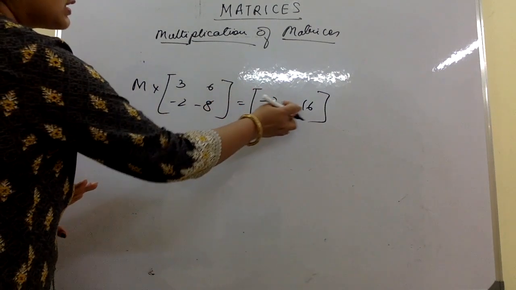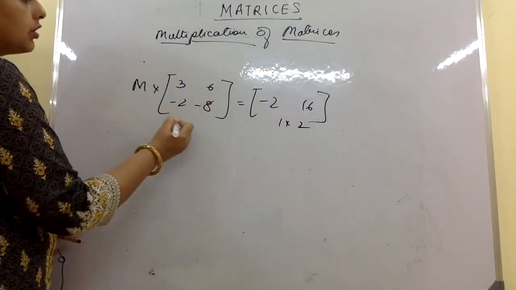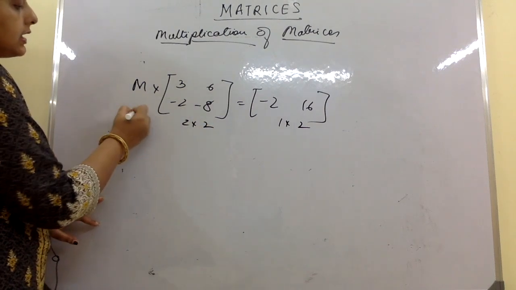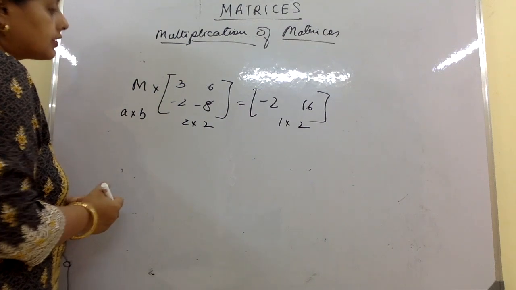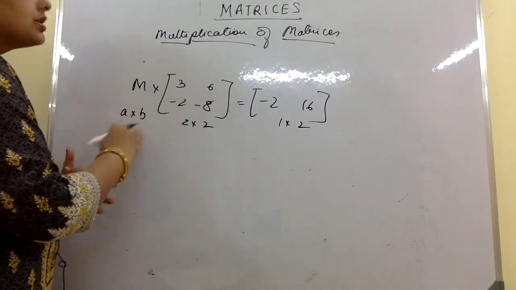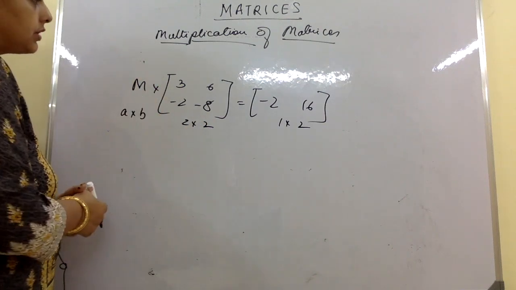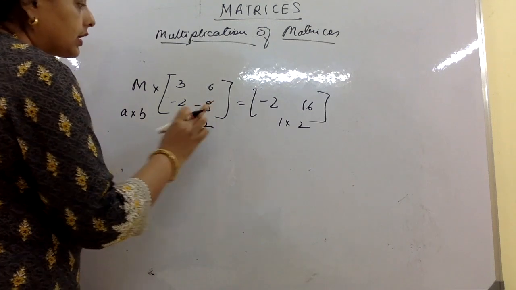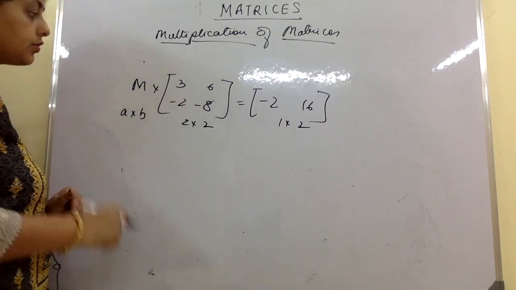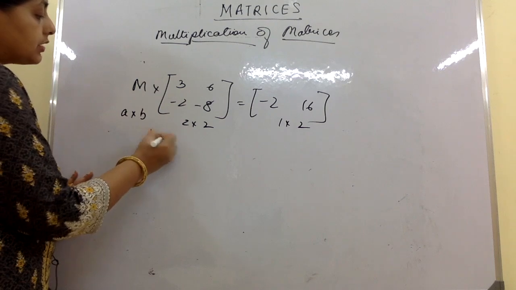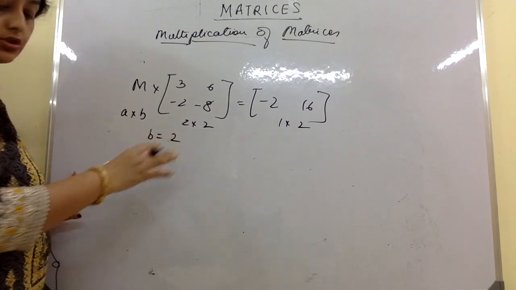First thing, I look at this. What is the order? Order is 1 into 2. First row, then column. This is 2 into 2. And this is A into B. Let us assume it as A into B. Very important sum. Since they have given this sum, multiplication is possible. Then the number of columns of this is equal to the number of rows of this, according to the compatibility rule. So B has to be equal to how much? This is 2. B has to be equal to 2.